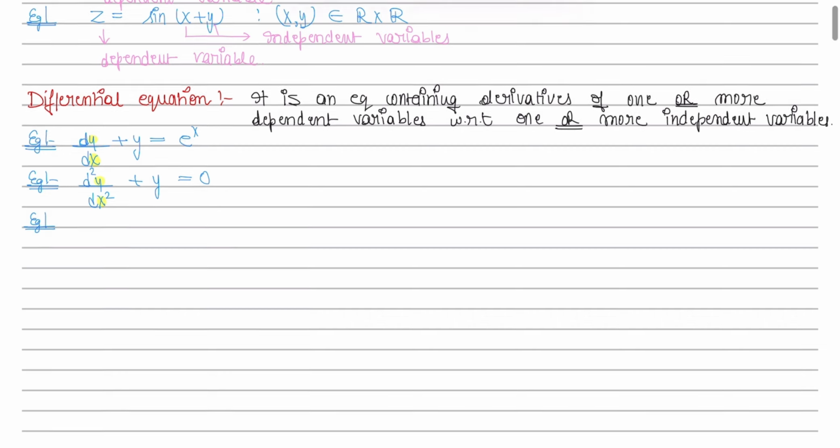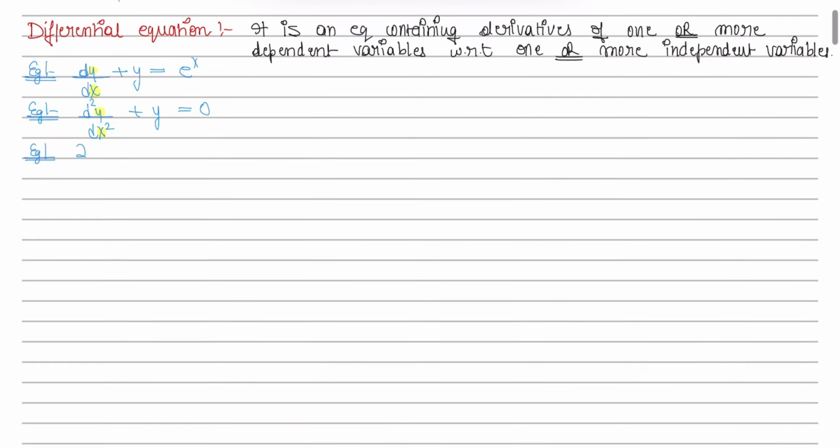Another example, partial derivative of z with respect to x plus partial derivative of z with respect to y is equals to x plus y. Here note that we have only one dependent variable but we have more than one independent variable. So in this example we have only one dependent variable and two independent variables.